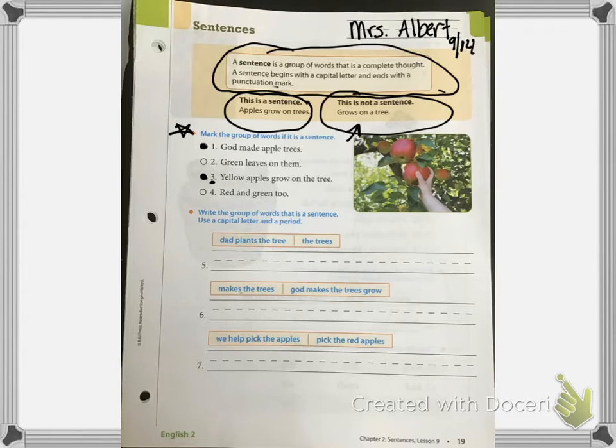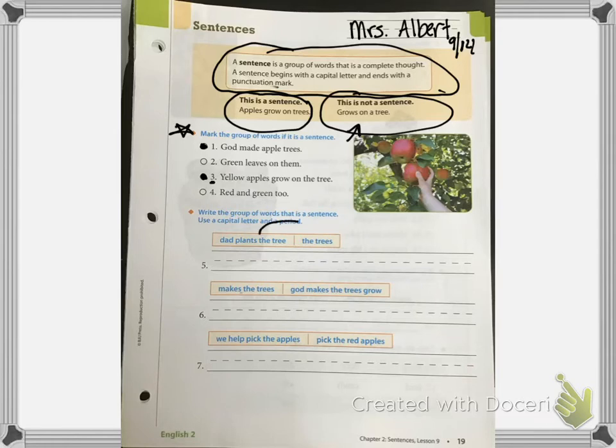All right, and number 4 says red and green too. And that is not a complete sentence. It is not telling us who or what is red and green too. It doesn't tell us anything. No information at all. So we're going to go down to number 5. It says write the group of words that is a sentence. Use a capital letter and a period.